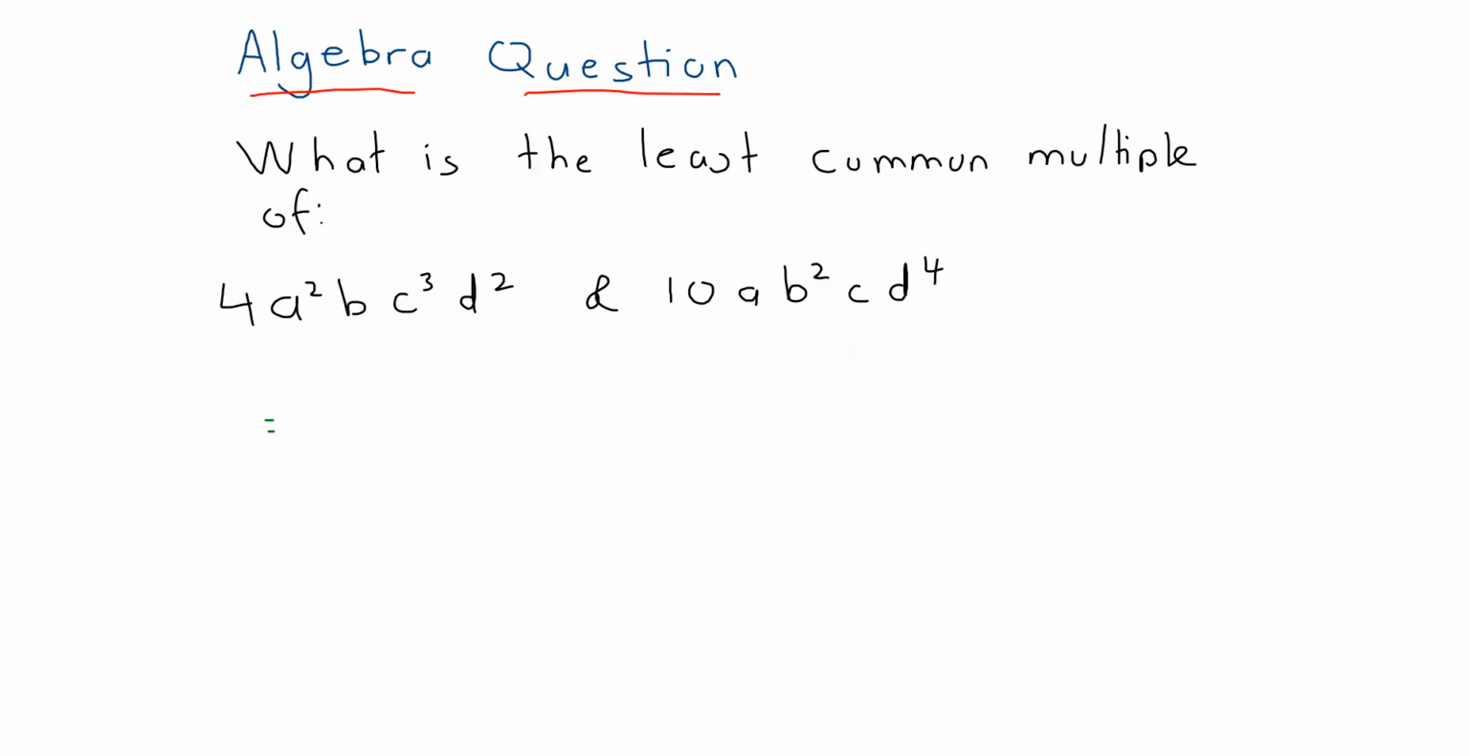So I get the lowest common multiple of 4 and 10, that's 20, nice and easily. Of a squared and a, that's a squared. Of b and b squared, that's b squared. Of c and c cubed, that's c cubed. And d squared and d to the power of 4, that's d to the power of 4. Okay, so that's it. That's the least common multiples in that factorized form.